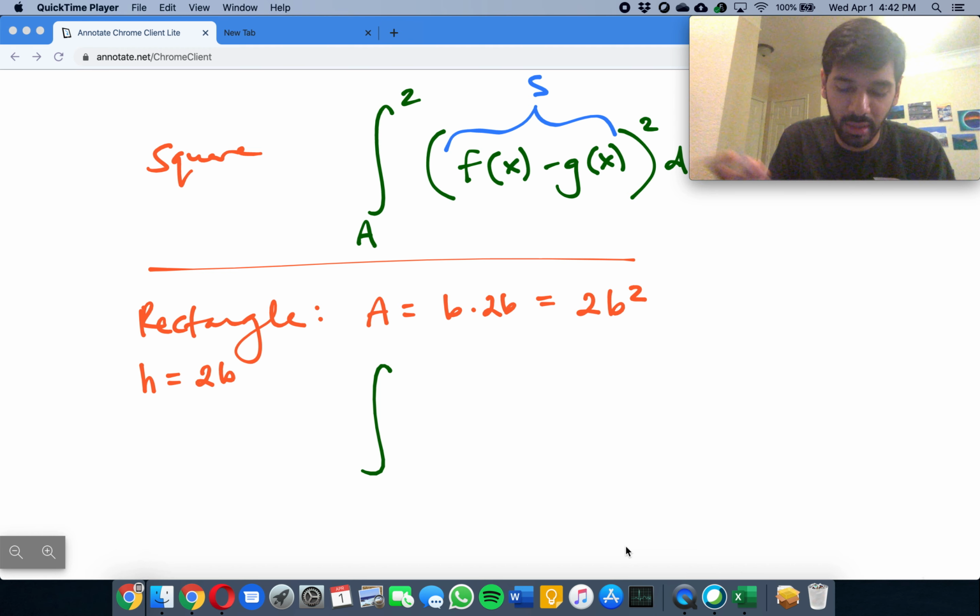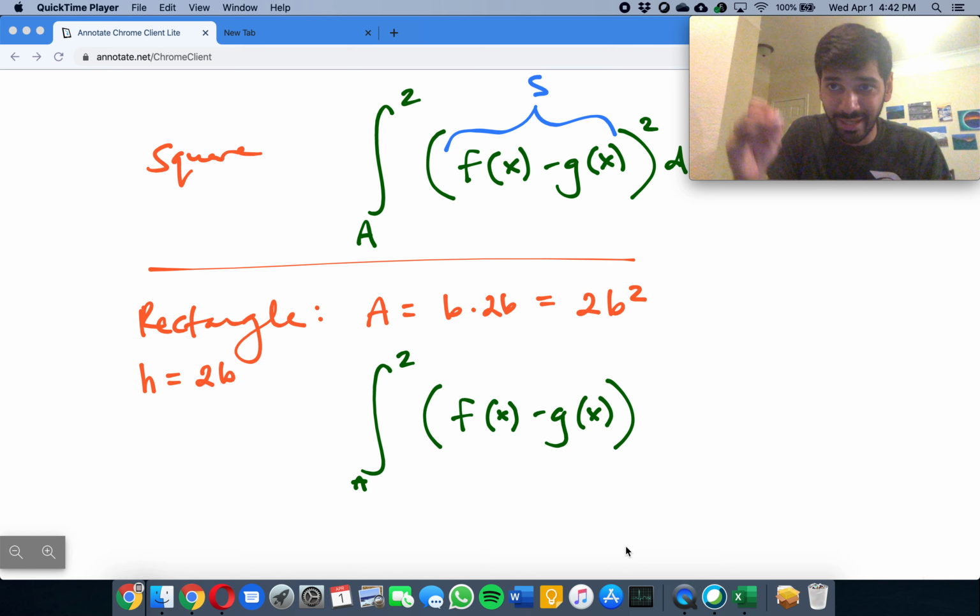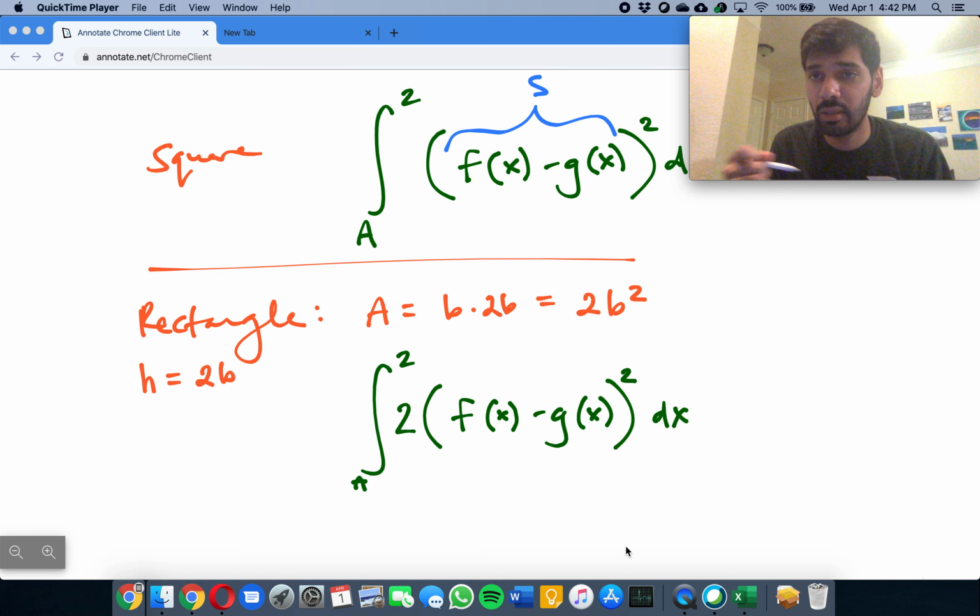it would still integrate from a to 2, but I would now have f of x minus g of x. Now that distance again is representing the length of the base. And now we just said that the area of one of these rectangles, these slices that I'm making, is 2 times the base squared. So now what I need to do here is put a 2 in front and put a squared outside of f of x minus g of x, and then do dx. And this would give me this new volume as if I were to create the cross sections with rectangles.